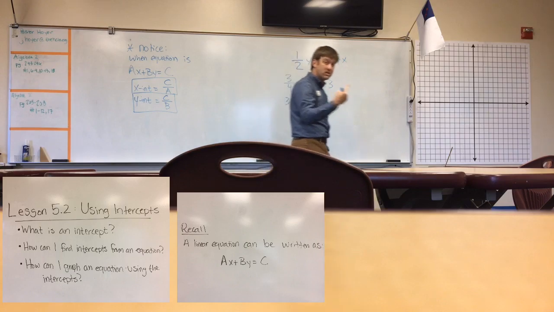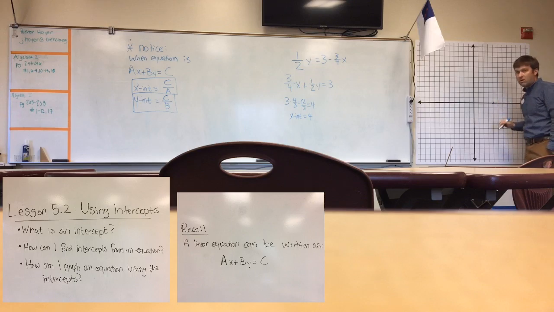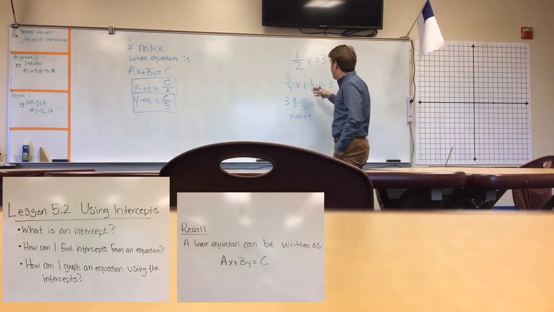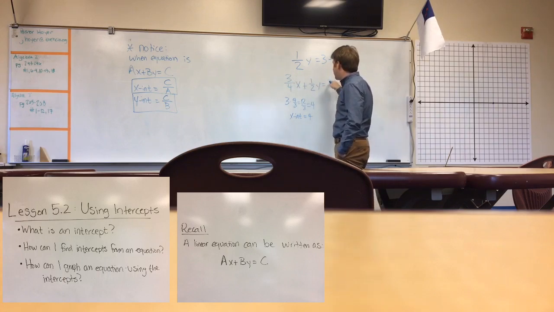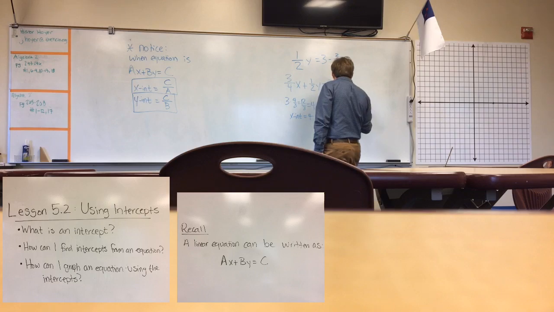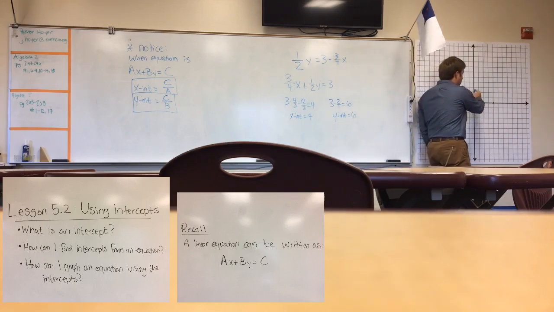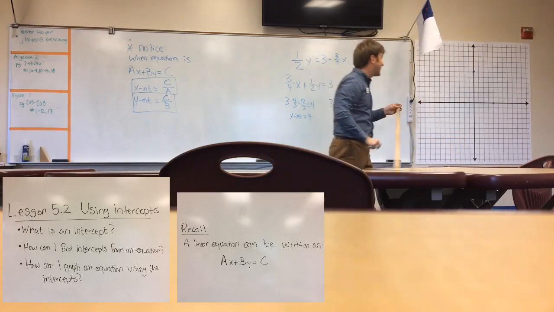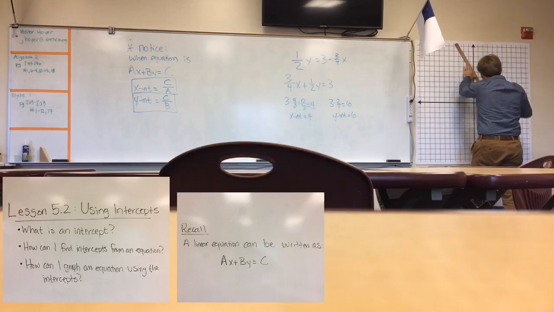So 4, 0. 1, 2, 3, 4, 0. My y-intercept, I'm going to plug in 0 for x. So I have 1/2 y equals 3. It's 3 divided by 1/2, which is 3 times 2 over 1 equals 6. So the y-intercept is 6. So I go left and right 0, up 1, 2, 3, 4, 5, 6. I now have 2 points. I can connect them, and I have my line.